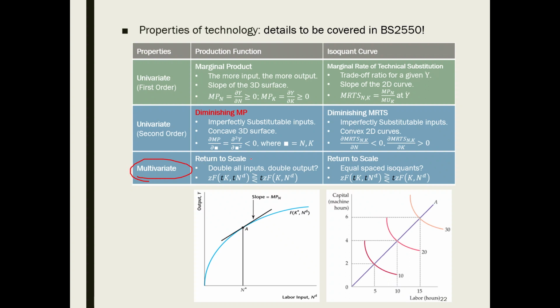Note that the first and second-order properties state that if only one input rises, the output will rise, but the rise diminishes. They are essentially univariate properties because they discuss only one input. In contrast, returns to scale discusses if both inputs rise, whether the output will rise more than or less than proportionally. In new classical models, we usually use the Cobb-Douglas production function, which has constant returns to scale.